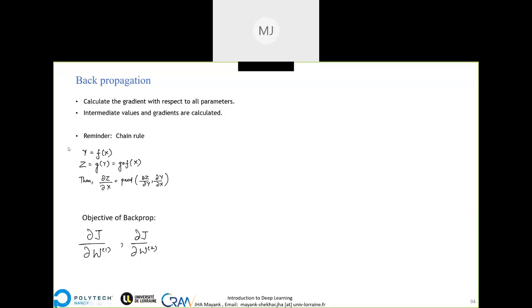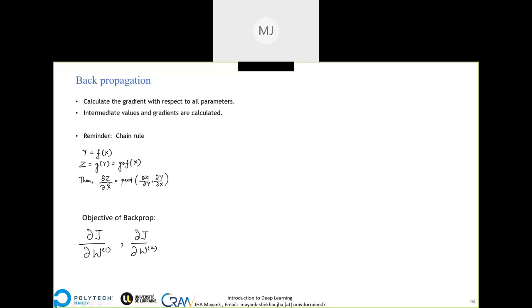Okay, so let me remind you of the chain rule in calculus, the basic calculus. The output y equals function of x. And let's say you have a composition of composite functions, function of function, and that is, let's say, z equals g(y), where y is function f of x. So basically you have g of f of x, okay?